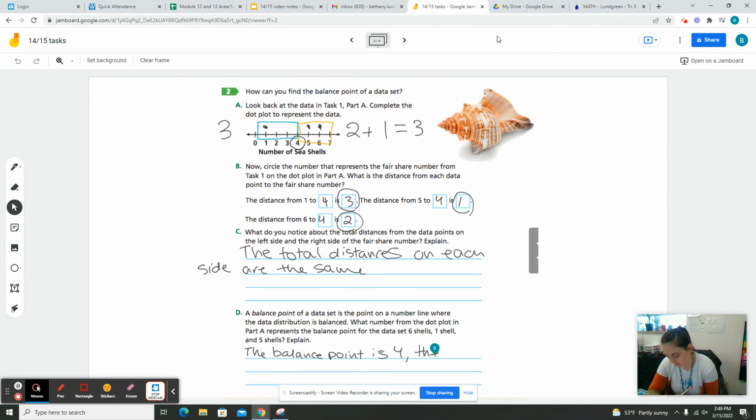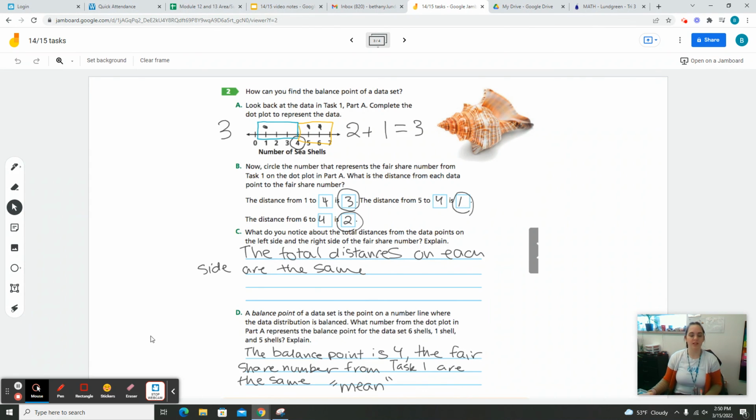And the fair share number from task 1 are the same. Okay. And these are both called the balance point or the fair share number. Another word for that is called the mean. The mean. And we're going to learn more about that in 15.2.